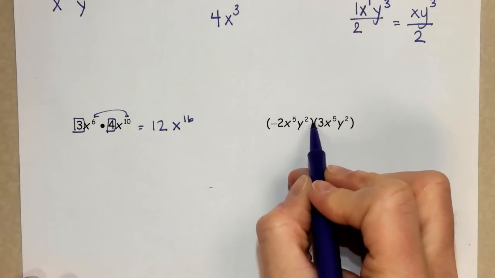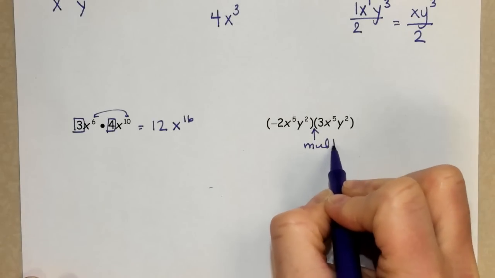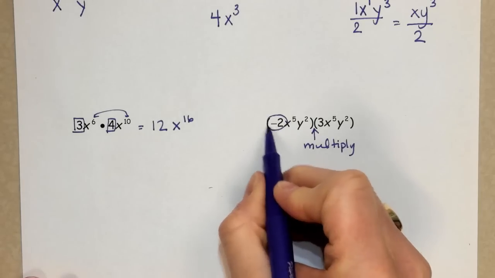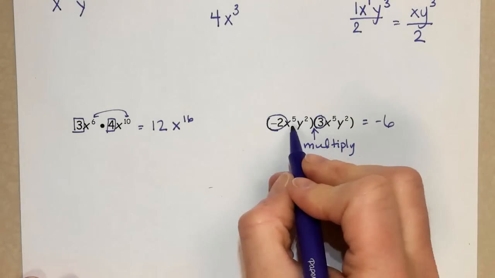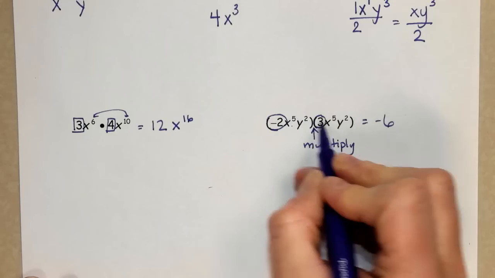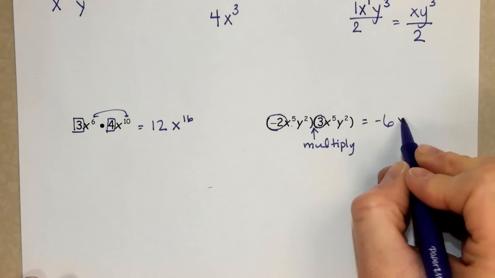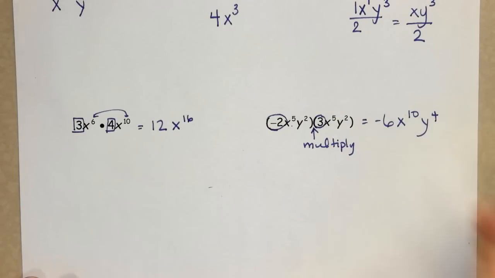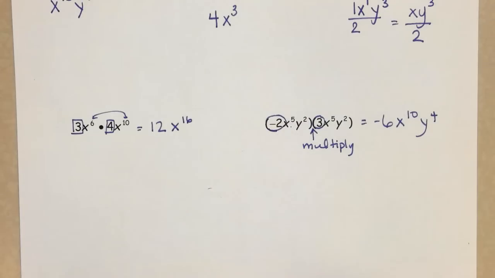This, people get confused with these parentheses. This also just means multiply. So don't use the power rule, just multiply. So big numbers multiply, -6. X's go with x's, y's go with y's. So x to the 5th times another x to the 5th. 5 plus 5 makes 10. 2 plus 2 makes 4. Okay, so work with those big numbers as usual.